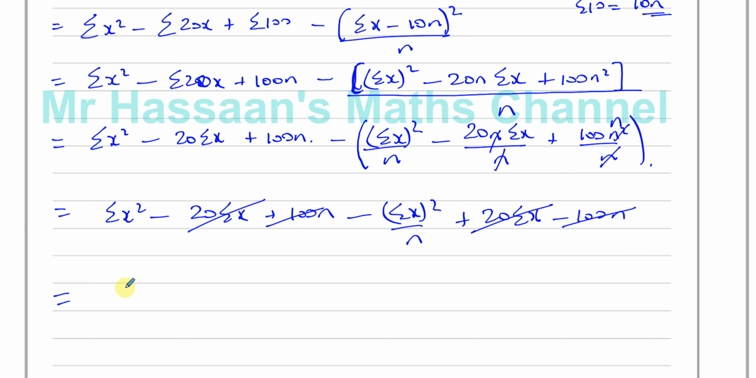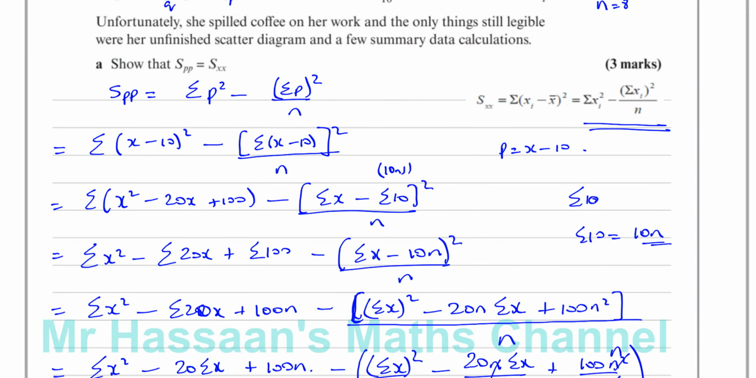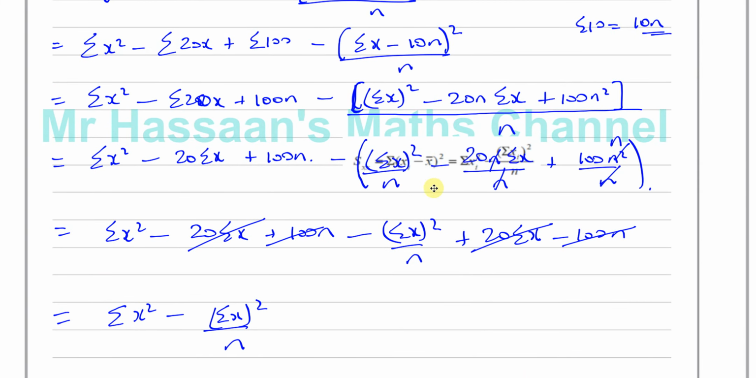So you're left with the sum of x squared minus the sum of x all squared over n, which is exactly what Sxx is. The variance of x with itself.